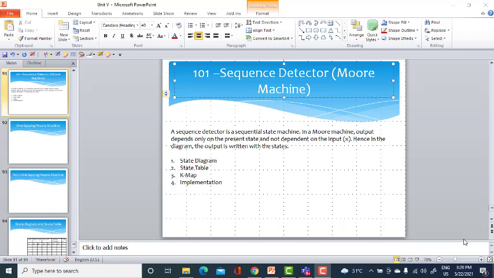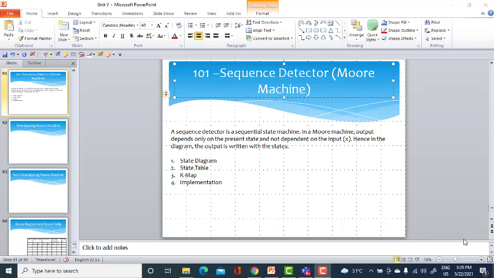And in today's discussion I am going to discuss the same 101 sequence detector, but by using the Moore machine. You know what a Moore machine is? It is also a sequence detector and it's a finite state machine. Its output depends only on the present state, not on the input. You know what the basic Moore machine model is and how it looks, and we have discussed it for the serial adder also.